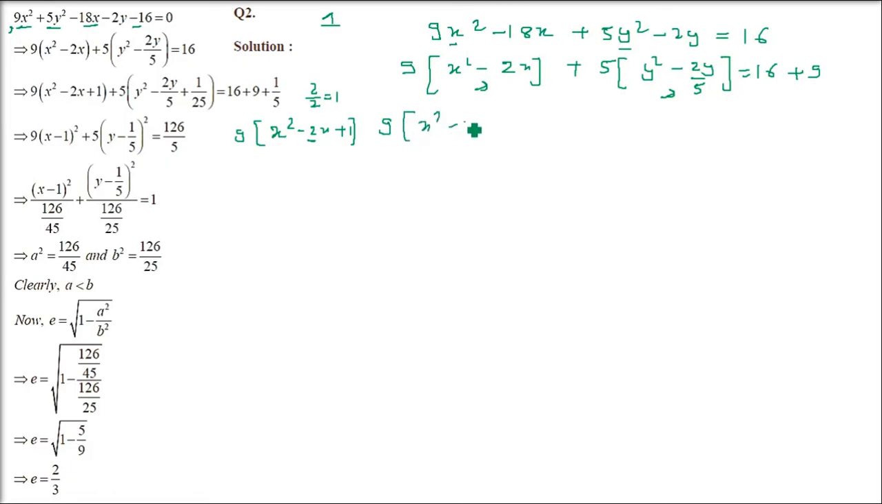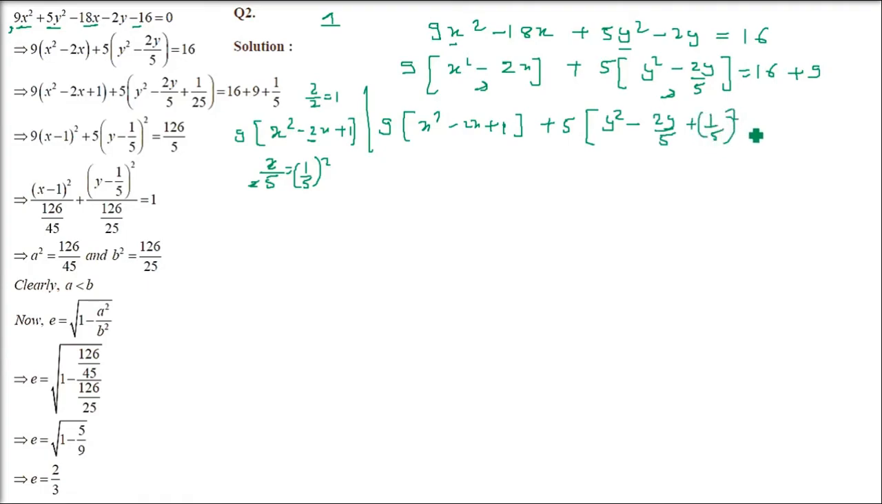So what we have done: 9x square minus 2x plus 1, and then the 9 we have taken on the right hand side, added 9 extra, plus 5, you have y square minus 2y. Now 2 by 5 is there. So you have to divide it by 1 by 5. 2 by 5 divided by 2, that is 1 by 5, square it, 1 by 5 whole square.